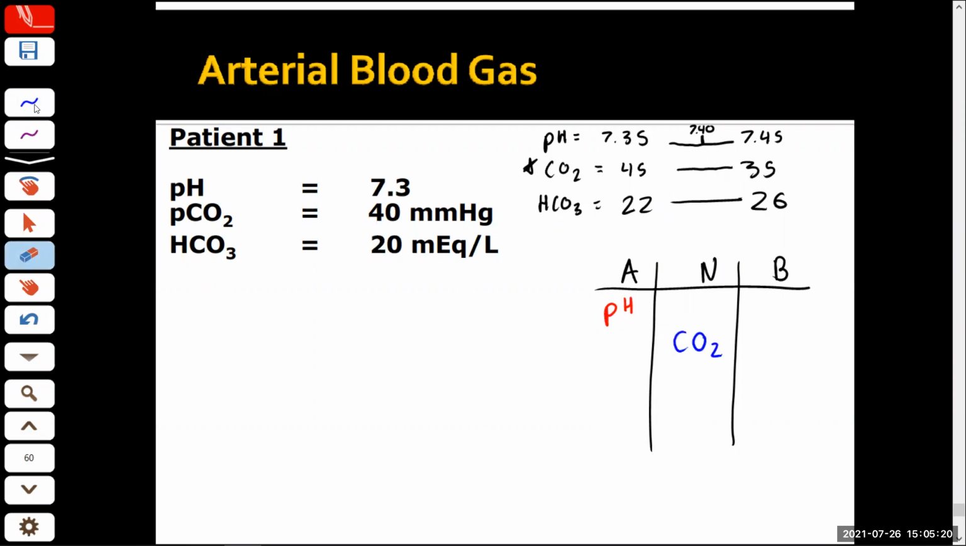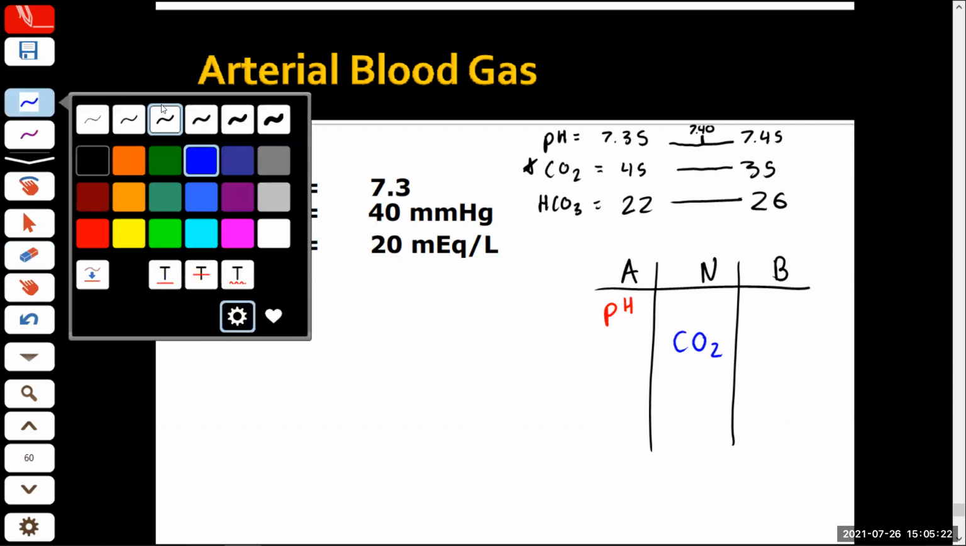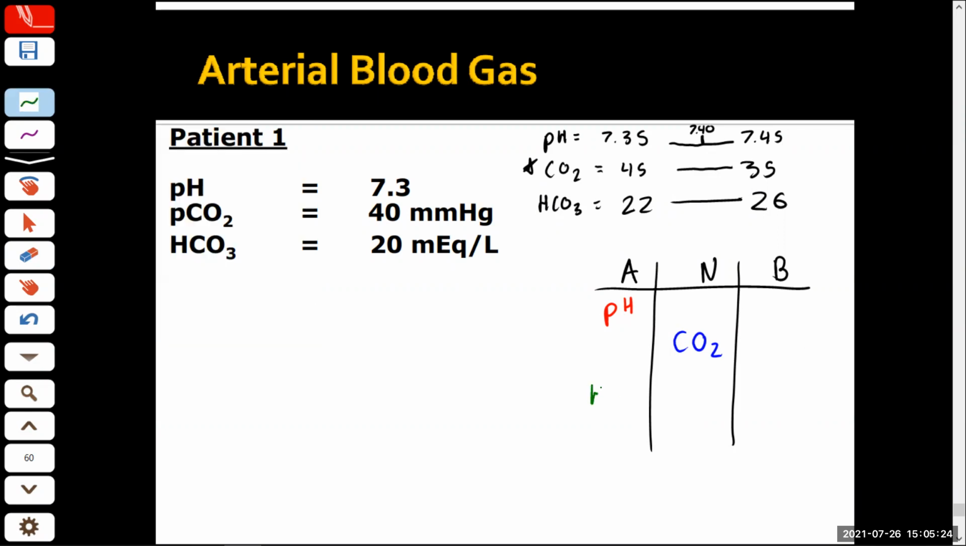Bicarbonate is 20. What would that be? So now is when you start producing your statement. I say we started with pH, we should start with pH again. pH is in which column? So am I in a state of acidosis or alkalosis? Okay, so we can start there.